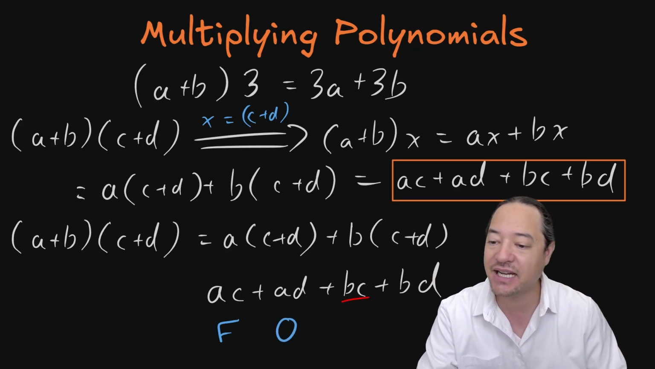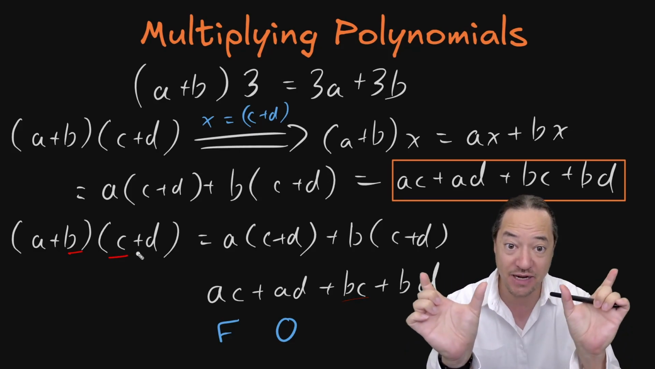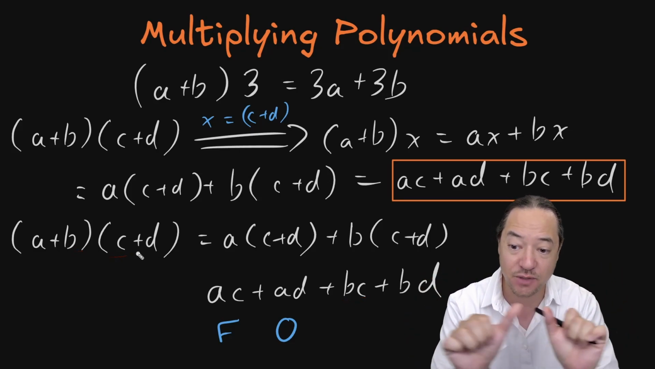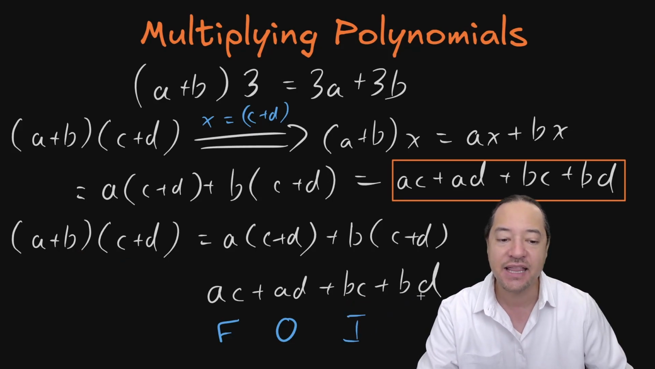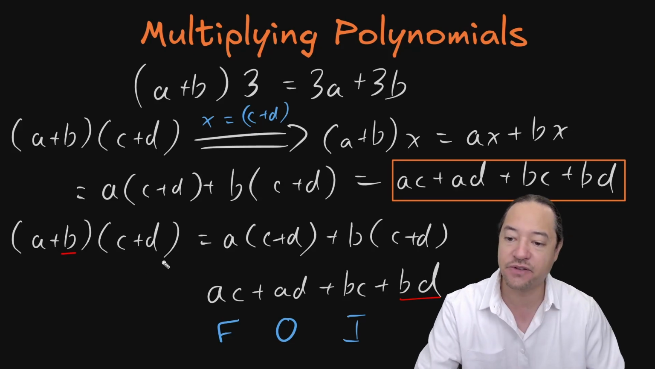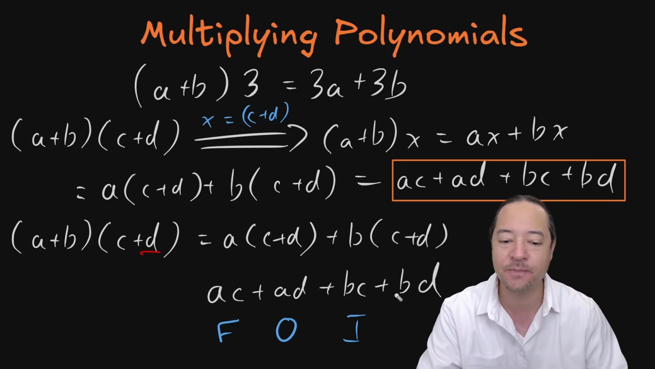And then we have b times c. These are the two inner terms, right? You have the two outer terms, you have the two inner terms multiplied together. And so we use the letter I. And then finally, b times d. Well, this is the last term of the first polynomial multiplied by the last term of the second polynomial. And so because it's last, we use the letter L.